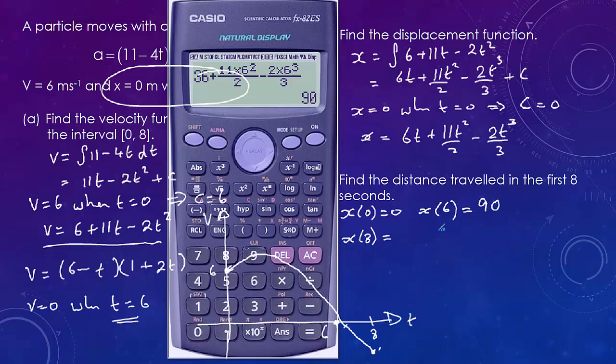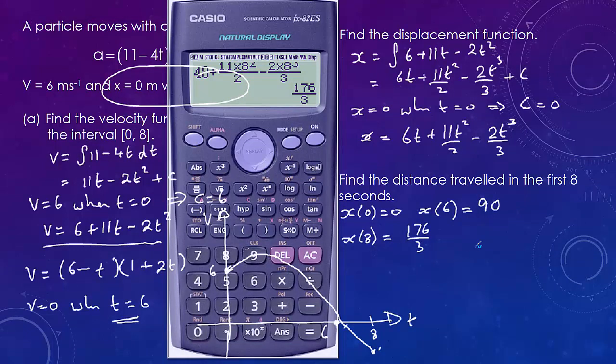And then we want x of 8. We could just go back and edit, change those 6's into 8's. So that needs to be an 8. And back at the beginning here, I just did the 6 times 6 in my head, so it's going to be 6 times 8, which is 48. And that gives me 176 over 3.